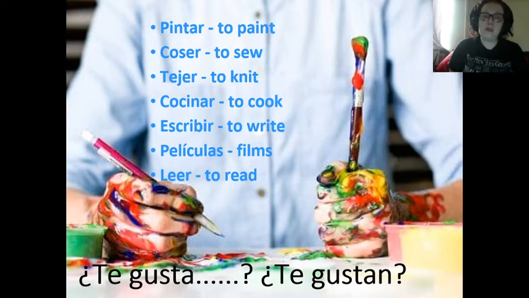So for each of these, we would say me gusta pintar, I like to paint. Me gusta coser, I like to sew. Me gusta tejer, I like to knit. Me gusta cocinar, I like to cook. Me gusta escribir, I like to write. Me gustan, because we're using a plural word here, películas.